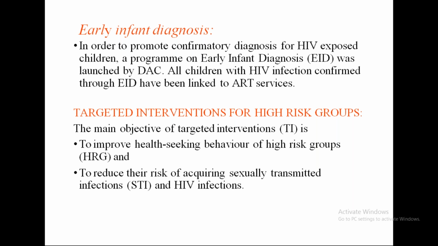So, targeted interventions for high risk groups. The main objective of targeted interventions is to improve health seeking behavior of high risk groups and to reduce their risk of acquiring sexually transmitted infections and HIV infections. Targeted interventions for high risk groups means we need to identify the high risk groups and their behavior, so we have to change their behavior. High risk groups are mainly female sex workers, men having sex with men, intravenous drug users, transgenders, and long distance truckers. So these are the high risk population. We need to identify them and try to modify their health seeking behavior, and reduce the risk of acquiring sexually transmitted infections and HIV infections.